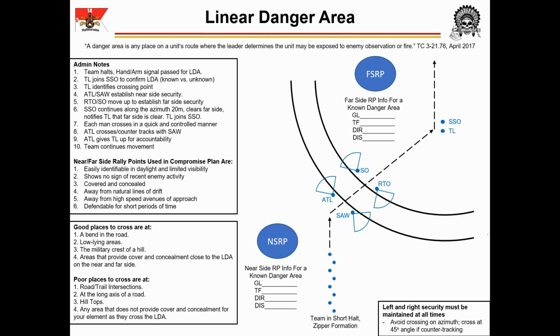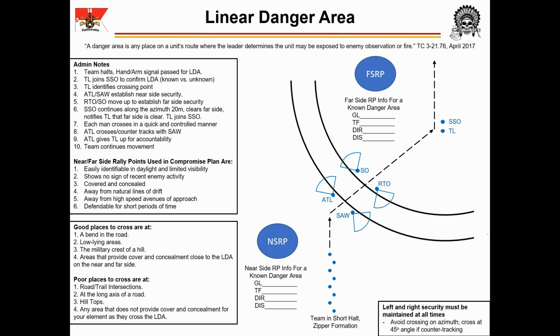He then identifies the crossing point for the SAW gunner and ATL, who move to the crossing point and pull near side security, facing out to the right and left. The security men will remain on a knee behind cover. If they identify a threat, they will immediately assume a prone position and begin to engage at the direction of the team leader. It is critical that team leaders continuously monitor the security men so that they know if visual contact is made. Once the security men are in place on the near side, the RTO and lead SO move to the far side and pull security to the right and left.